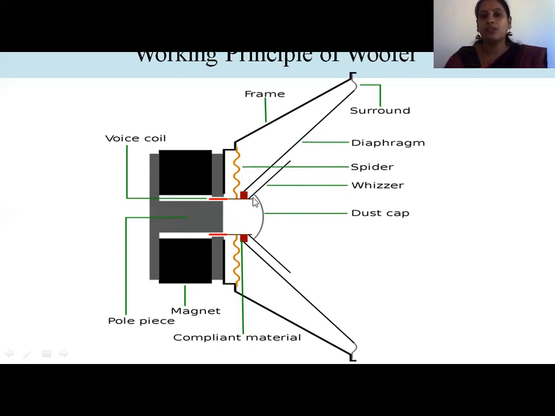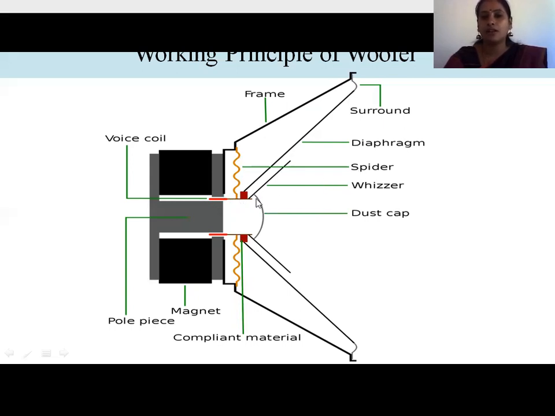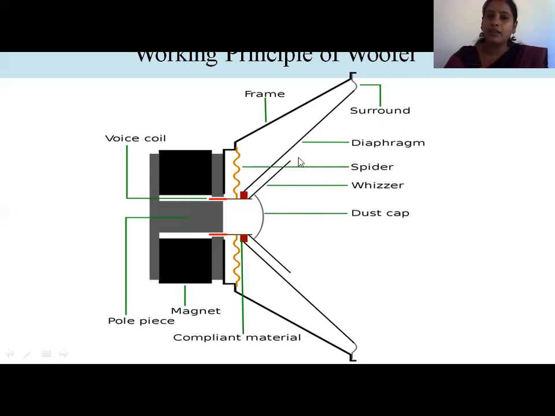When the voice coil moves in and out, the in and out movement of the voice coil will make the diaphragm move or vibrate. When the voice coil moves back and forth, the diaphragm moves. When the diaphragm starts to move, it will produce the sound waves. So the sound waves are produced.